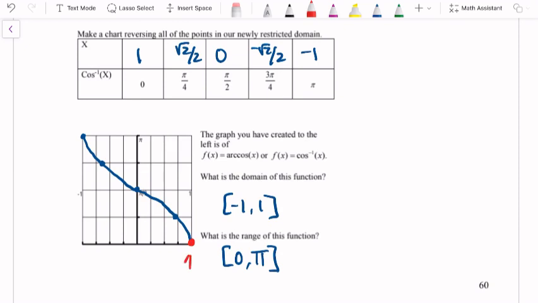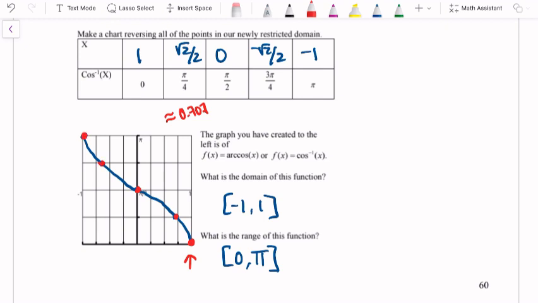So we actually start over here on the right. When x is equal to square root of 2 over 2, which again is approximately 0.707, we are right here. When x is 0, we are here. When it was square root of 2 over 2, we're here, and then negative 1, we're here.